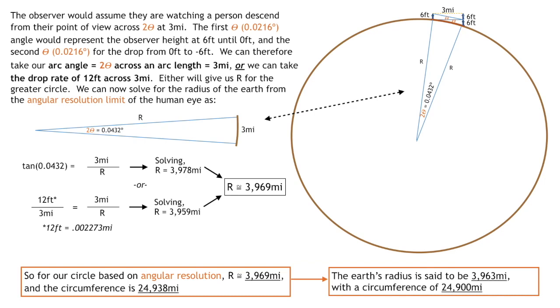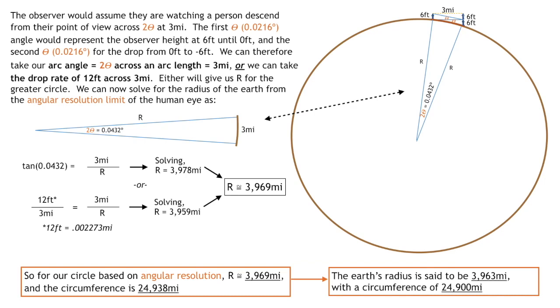So the observer would assume they are watching a person descend from their point of view across 2 theta at 3 miles. The first theta, 0.0216 degrees, would represent the observer height at 6 feet until reaching 0 feet, and the second theta for the drop from 0 feet to minus 6 feet. So we can therefore take our arc angle of 2 theta across an arc length of 3 miles, or we can take the drop rate of 12 feet across 3 miles. Either will give us r for the greater circle.